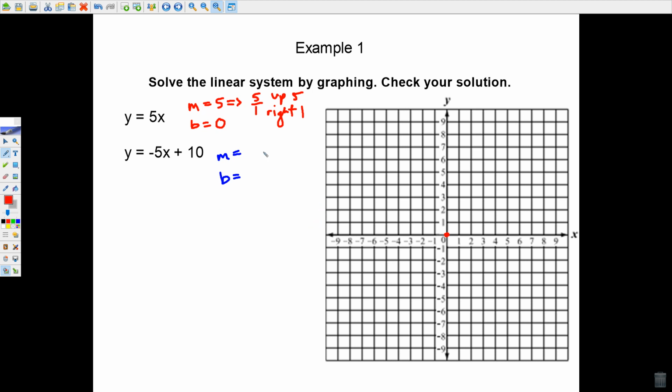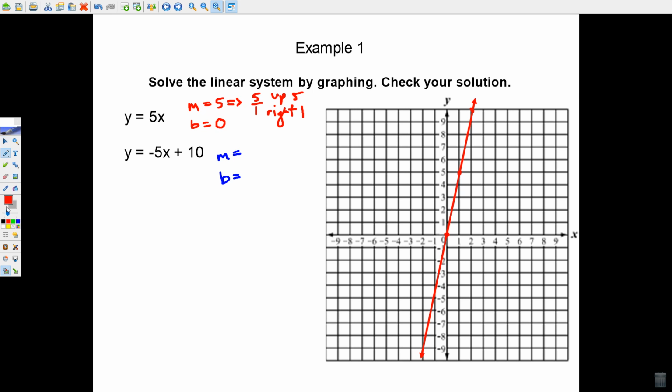Now I start from my y-intercept, go up 5 and right 1, and put another point. Two points is good, but I would like you to do 3 points to be more accurate. So let's go up 5, right 1 again from there: 1, 2, 3, 4, 5, right 1. There are my 3 points. Now I draw a line through those and extend it across the whole graph, because we don't really know where they're going to intersect.